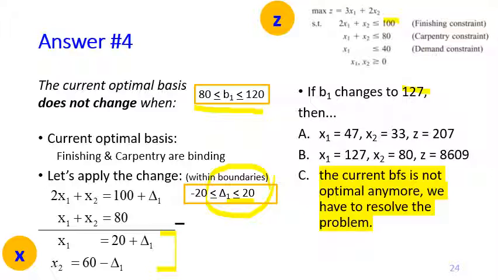So that's the end of this part where we look at the graphical approach to see how we may perform sensitivity analysis. In the next video, we're going to look at a new term which is called shadow price.